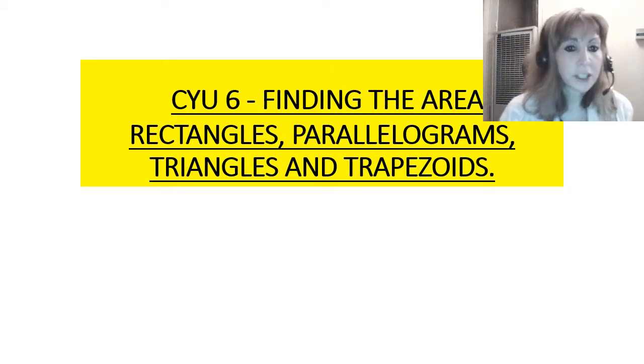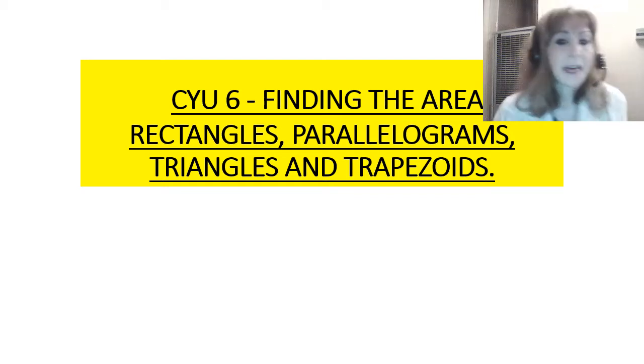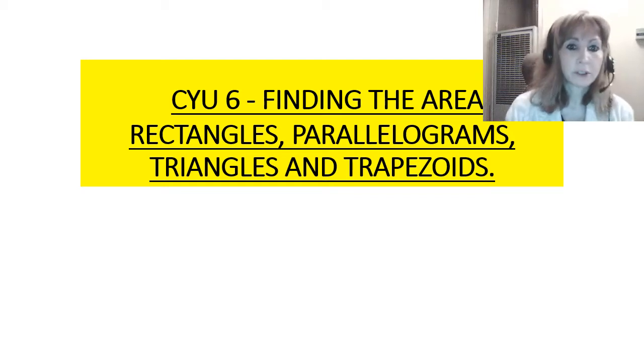Okay, today we're going to check our understanding regarding finding the area of rectangles, parallelograms, triangles, and trapezoids. Then tomorrow we're going to learn how to find the area of a rhombus and a kite, and then do our checking our understanding on that. Then we're going to have a review on everything from area of rectangles, parallelograms, triangles, trapezoids, rhombi, which is plural for rhombus, and kites. Then we're going to have a test on it on Friday.